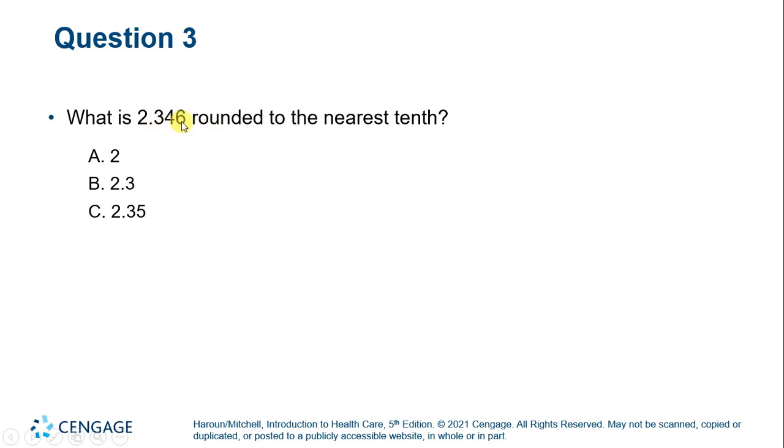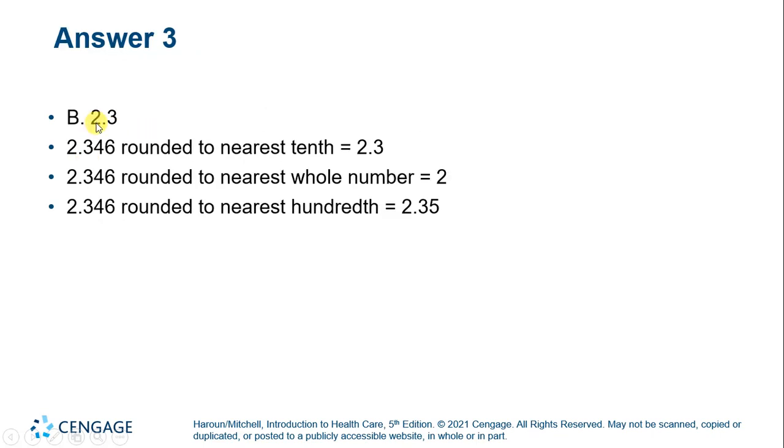What is 2.346 rounded to the nearest tenth? Let's see. 2, 2.3, 2.35. Which one? So this is the tenth, and we're going to round to that place. So it would be 2.3.